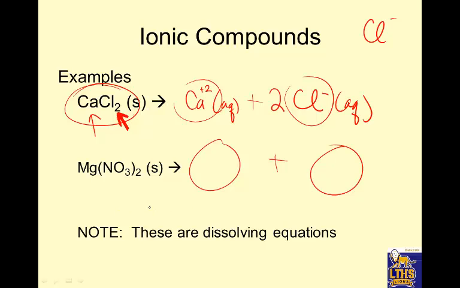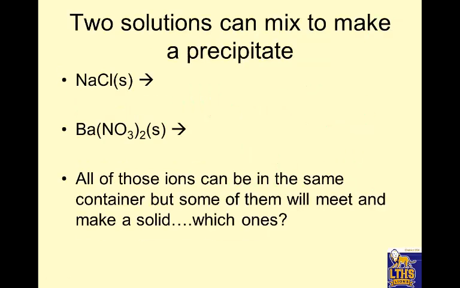Okay, you try the magnesium nitrate one. Don't forget, it makes ions. So you make sure you know your ions, polyatomics, okay?